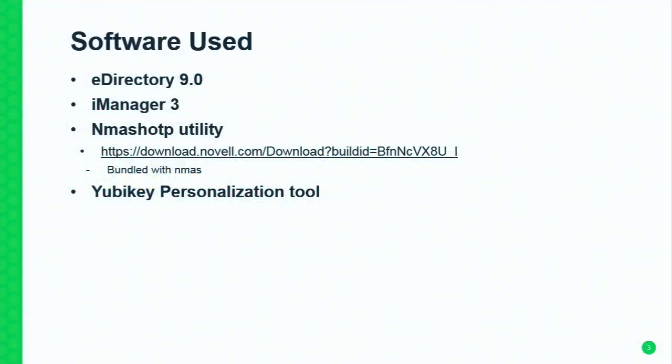And then really what this particular solution is built on. I'm actually doing this on eDirectory 9 with iManager 3. You have to have this little utility. It comes bundled with nmaz, if anyone's familiar with that. And then a YubiKey personalization tool, and I think I've got good screenshots of the personalization tool.